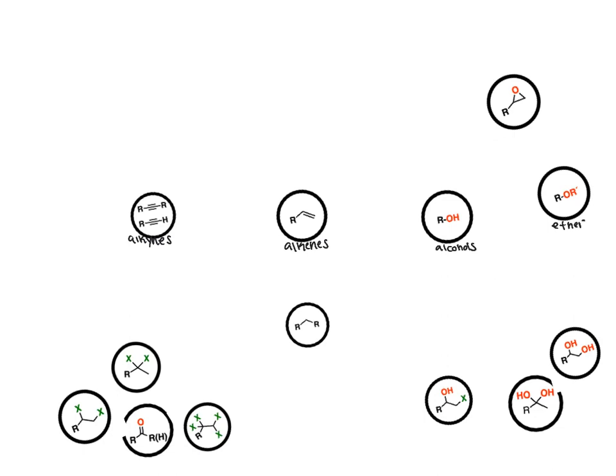ethers, epoxides. And we can take them to alkanes. What do we do for that? Reduction.